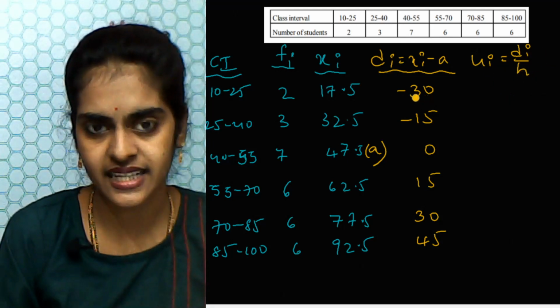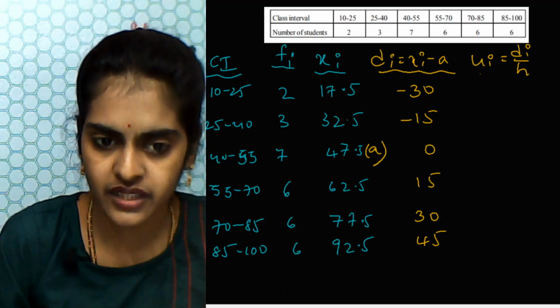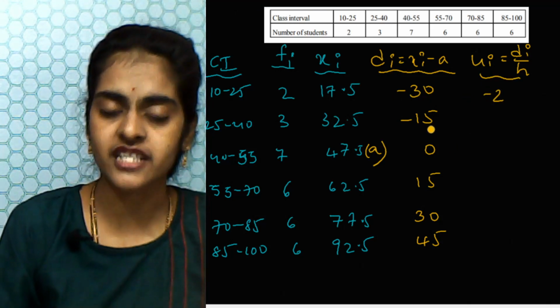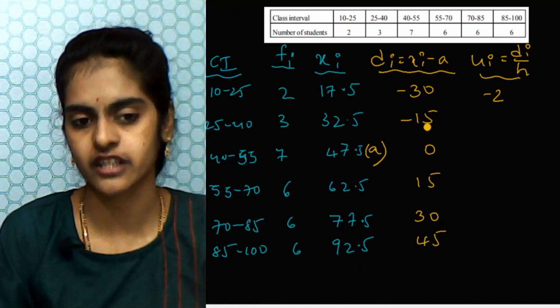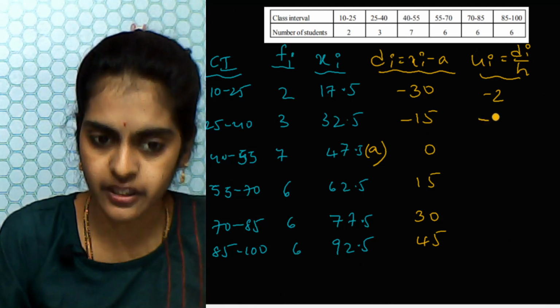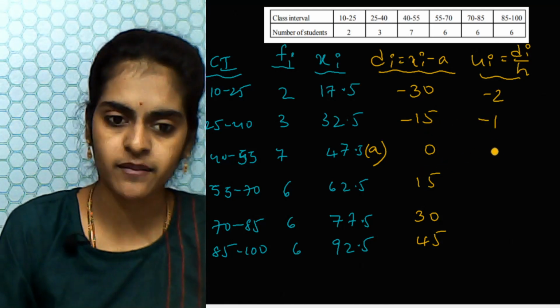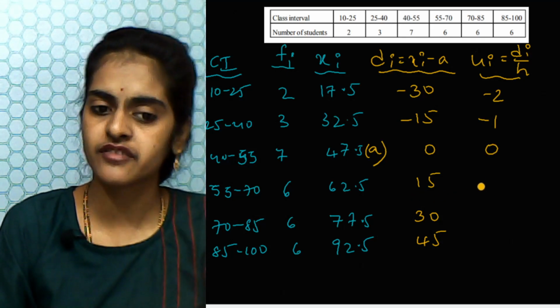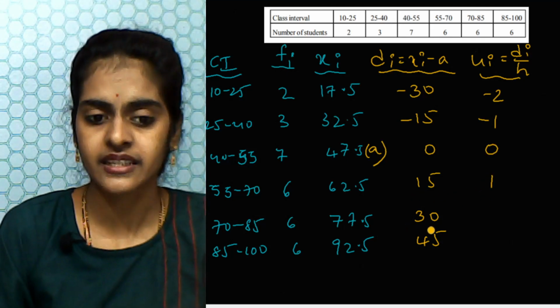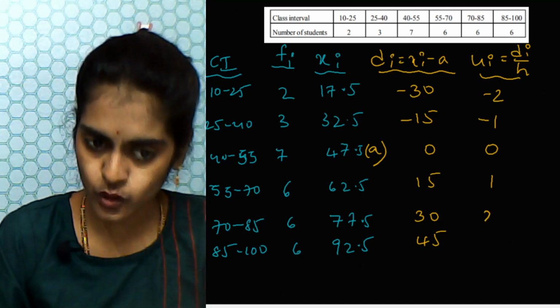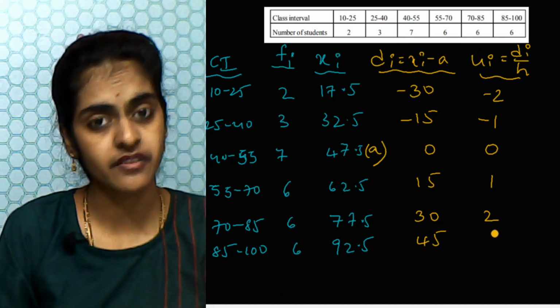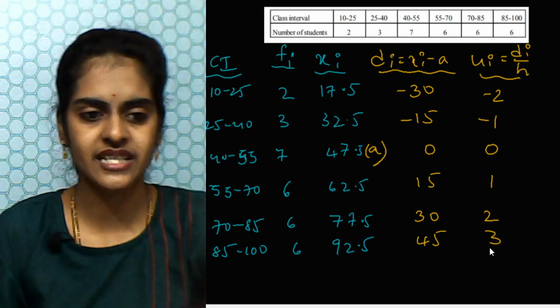Di is minus 30. Minus 30 divided by h will give you minus 2. Okay, minus 15 divided by h. H is 15. So minus 15 divided by 15 will give you minus 1. 0 divided by 15 gives you 0. 15 divided by 15 gives you 1. 30 divided by 15 gives you 2. 45 divided by 15 gives you 3. Okay, so this is the next step.